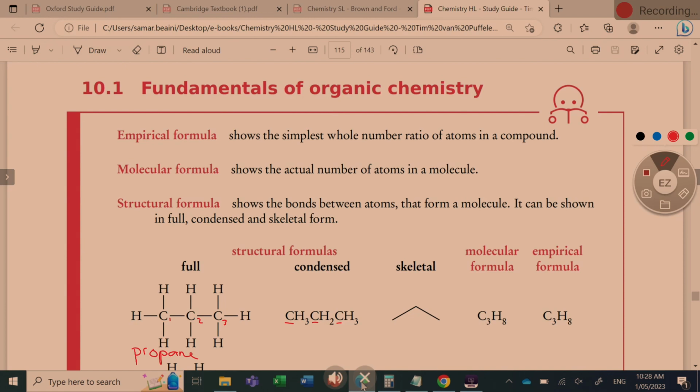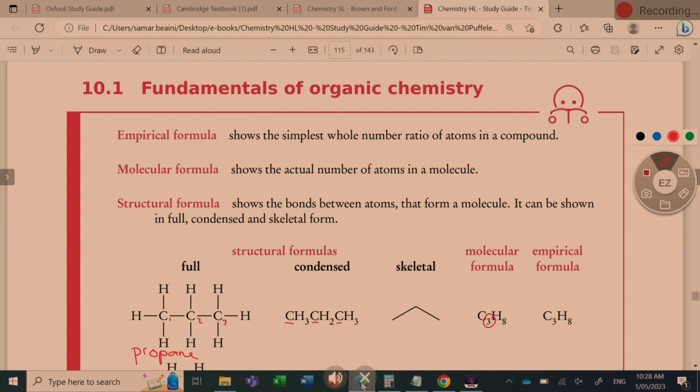Is it still propane? Yes. Why? 3 carbons. 3 carbons. And then this is the empirical formula. You agree that the molecular formula is the same? Yes. Why? 3 and 8. 8, does it go into 3? No. It doesn't give you a whole number. So this must be an empirical formula.